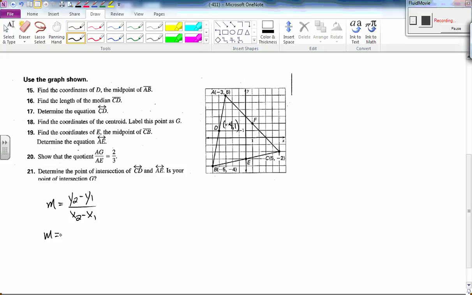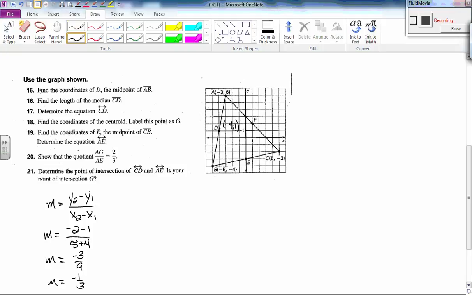In this case, you can use either y coordinate as y2. I'll just use negative 2. So negative 2 minus 1. Then we just have to go in the corresponding order for x. So if we started with negative 2, we have to start with 5. 5 minus a negative 4 is 5 plus 4. So our slope is negative 3 over 9, which reduces to negative 1/3.